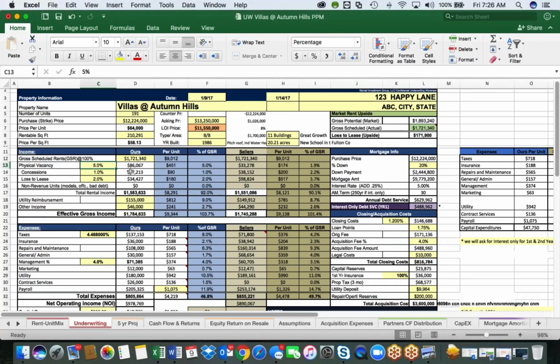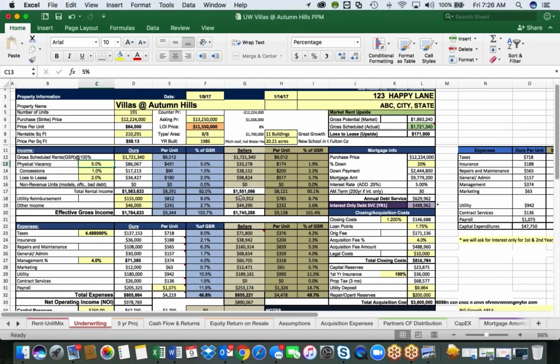So we need to do everything in our power to write down the numbers, how we're going to operate it. These are ours, these are the sellers'. That's how it is. So we go all the way down to the effective gross rent right there. Now, utility income, you could see that utility 149. They have a bill back system, which is awesome.